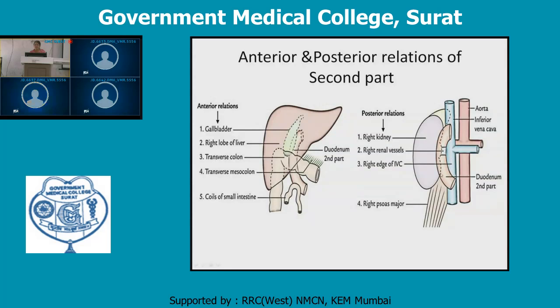And we can see the lower end of the second part is related to even right psoas major muscle. So this is related to right kidney near the hilum. This strip of kidney near the hilum is related to the second part of the duodenum on right side.